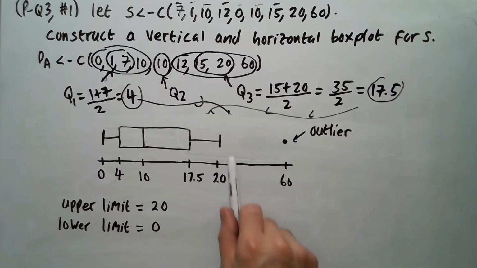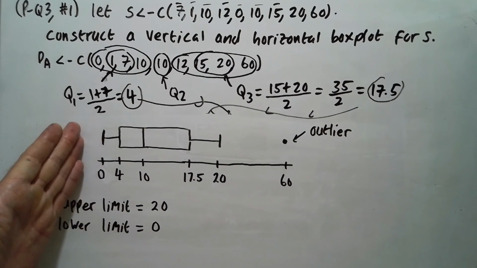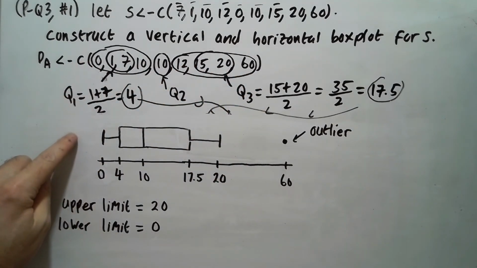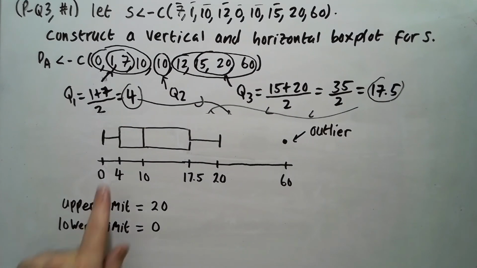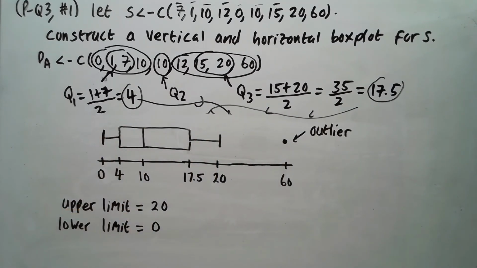Any values that are larger than the upper limit or lower than the lower limit would be outliers. You can see there's nothing less than 0 in our data set up here in our vector, so there'll be no outliers on this side. This would be called a horizontal box plot. Let me do a vertical one next.